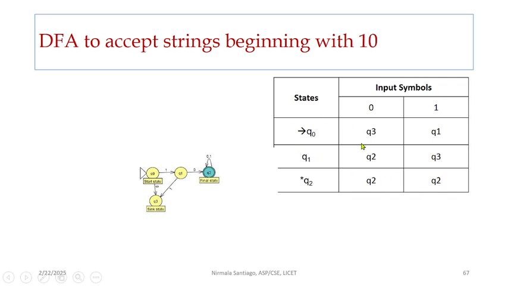So in the transition table, we mark the start state with an arrow and the final state with a star. And in the transition diagram, we mark the final state with a double circle and the start state with an arrow. This is how we can construct the DFA which accepts binary strings that begin with 10.